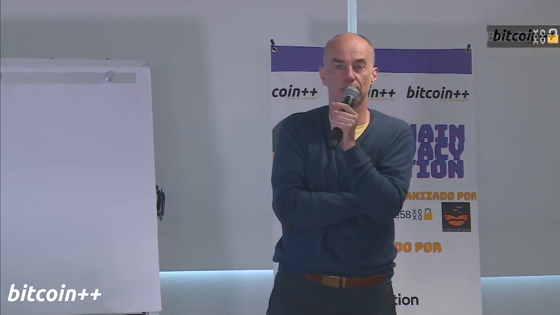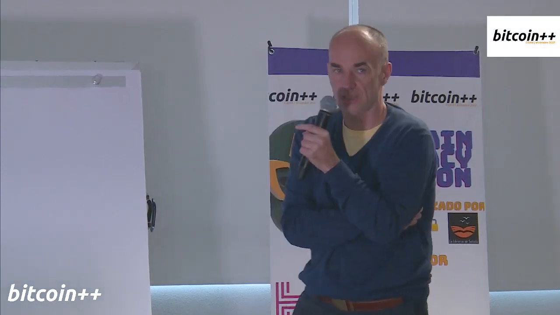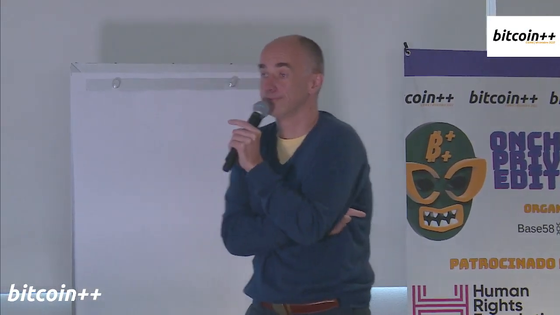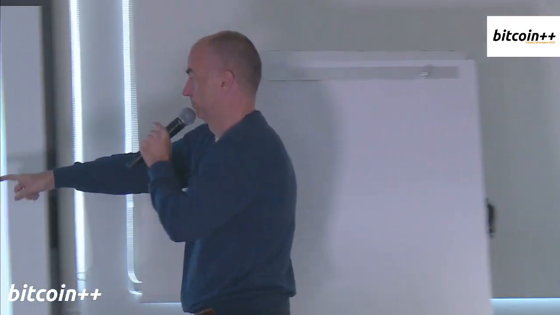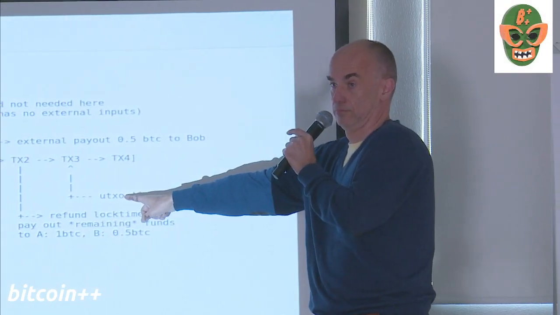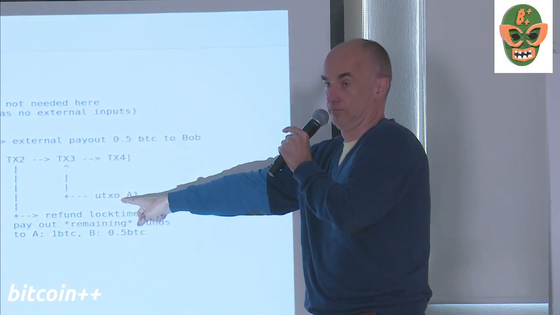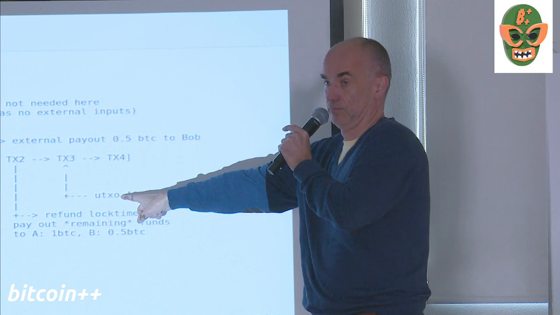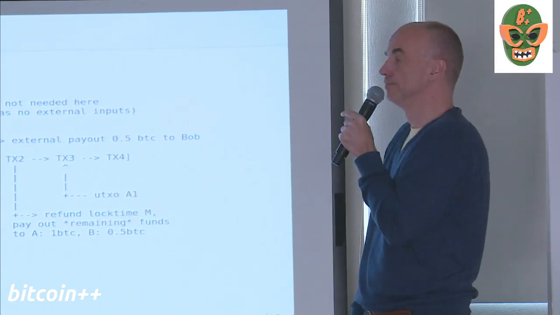Any questions about this structure? Because this will be extended in a minute. Yeah. Can Alice add that output after the first transaction was signed already? Or in other words, can we update the chain after we started it?